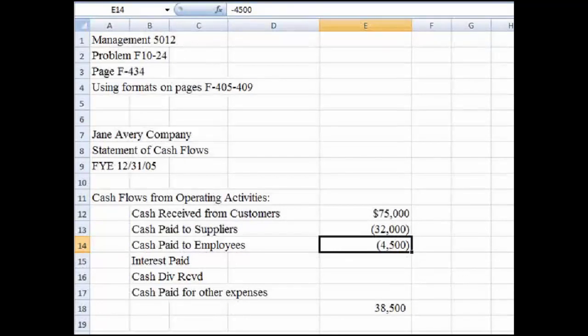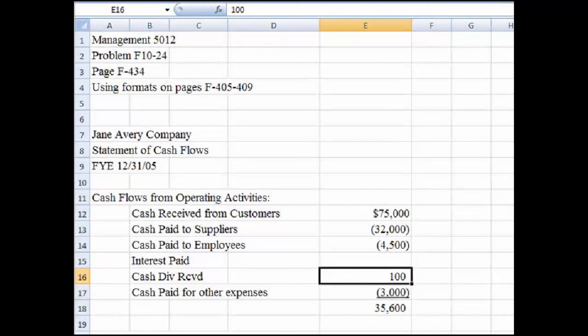Almost to the bottom of the list in the book is a cash dividend from DuPont, and we enter a positive $100 as cash dividend received on the screen. The last O item is the other $3,000 for expenses. Since this is a minus, we enter a negative $3,000 at the bottom of the operating activities section.